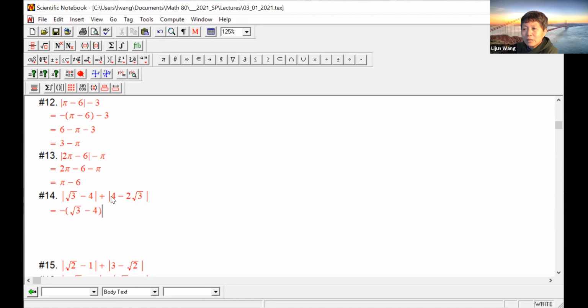Now the question is, which one is larger? 4 is larger, or 2 times root 3 is larger? Without using a calculator, try to use our brain. Well, root 3 is less than 2, right? So 2 times root 3 is going to be less than 4. Therefore, 4 minus 2 times root 3 is going to be a positive number. So this quantity is positive. The absolute value of a positive number is the same as the number. See, boom.